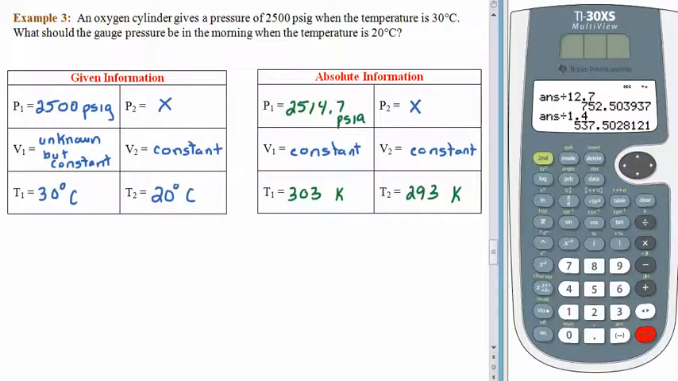How does yours compare? Hopefully it worked out pretty well. So if you wanted to go back to the page before, you could bring in and really write down that this is Charles's law.